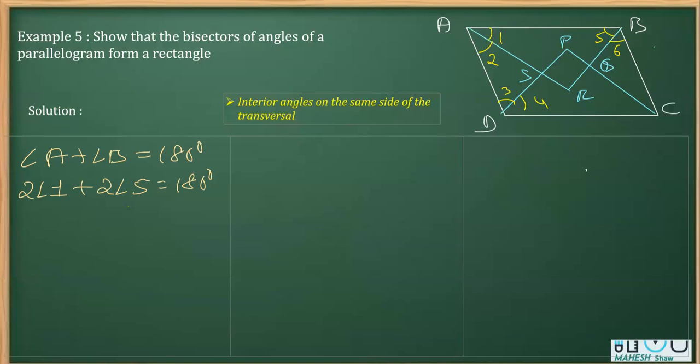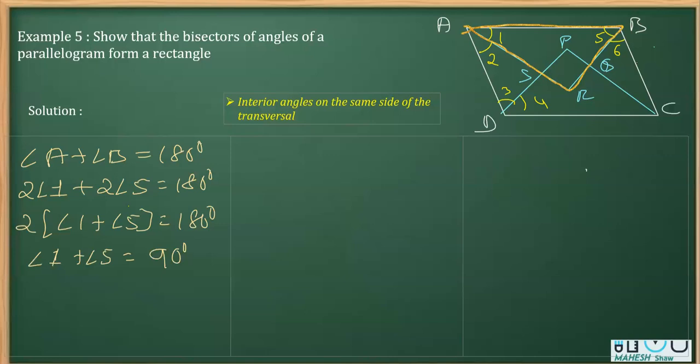So I can take 2 common now. If I take 2 common, we'll get angle 1 plus angle 5 is equal to 180 degrees. Transposing 2 to the other side, we'll write angle 1 plus angle 5 is equal to 180 over 2, that is 90 degrees. Now, once we have proved the sum of these two angles as 90 degrees, we are going to consider this triangle now. And since the sum of two angles, that is this plus this, is 90, the third angle will also be 90 by angle sum property.